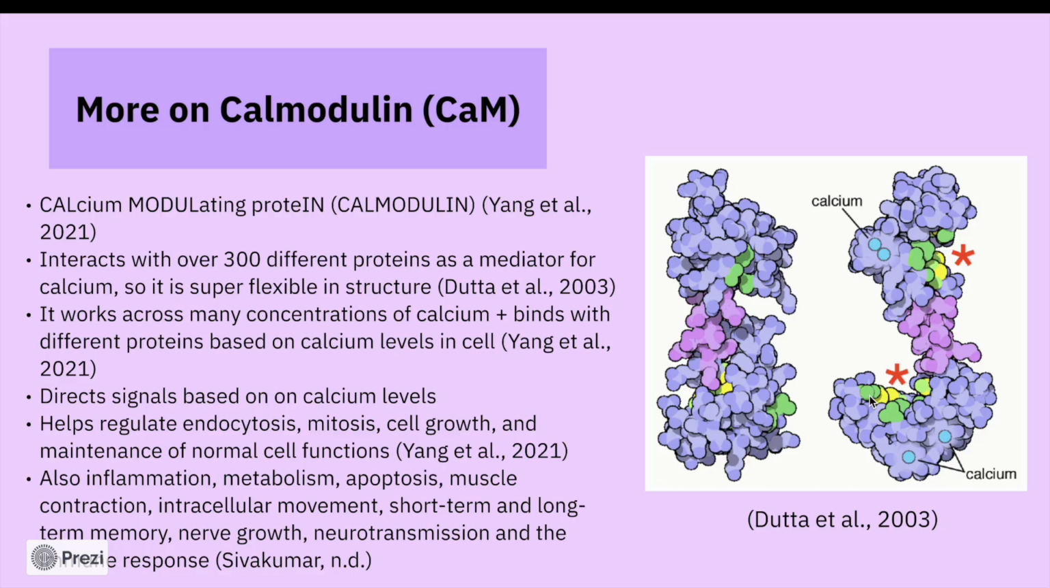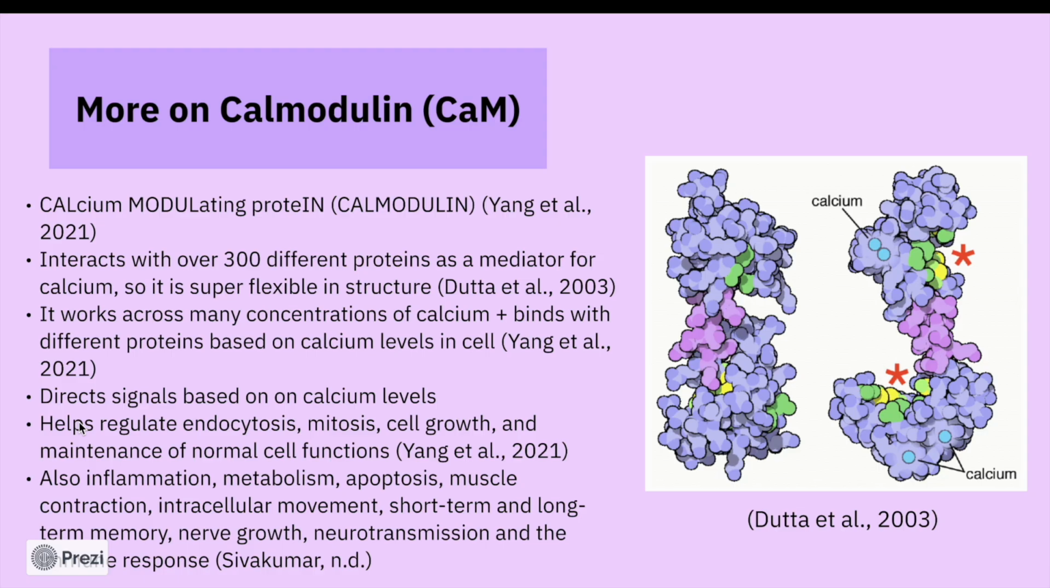So when calcium levels are really high, it'll activate different proteins than it would if calcium levels were really low. And so that will help control the protein activation and transmit that signal from just there being calcium in the cell to a tangible effect in the cell.